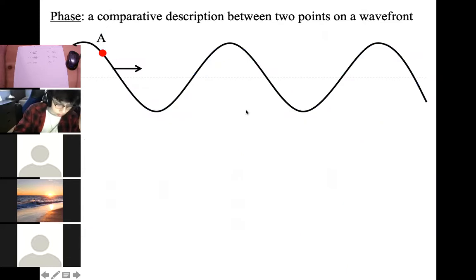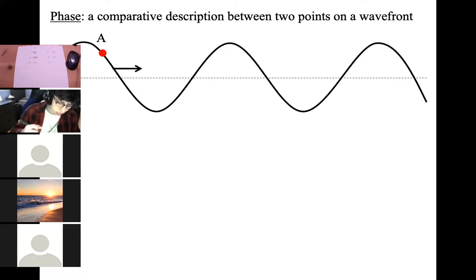Next, I want to talk about phase. Now, phase, if I had to give it a definition, I would talk about it like this. It's a comparative description between 2 points on a wavefront. But I'll never ask you to give me the definition of phase. But we do want to apply it.